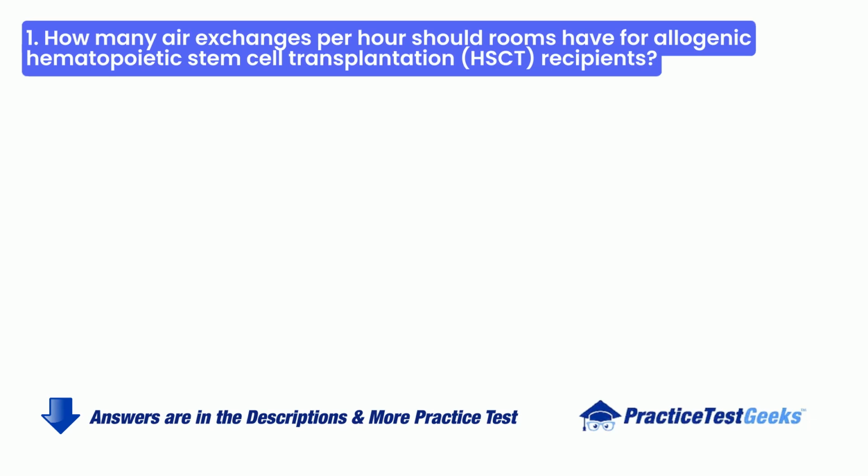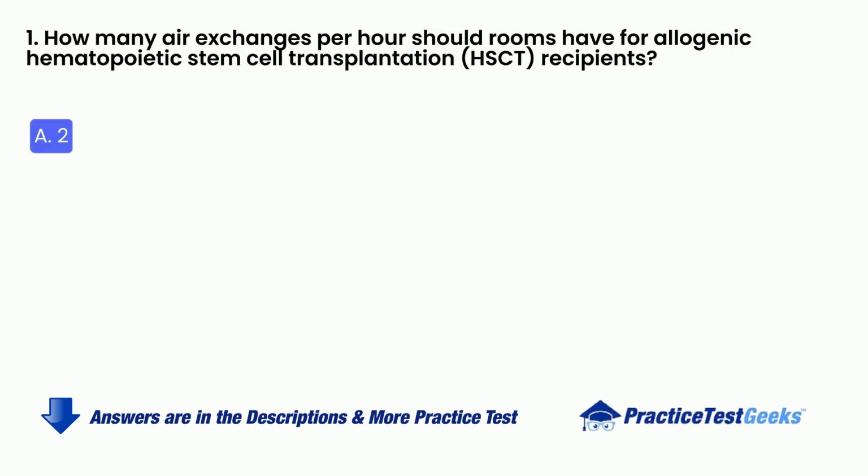How many air exchanges per hour should rooms have for allogenic hematopoietic stem cell transplantation recipients? A. 2. B. 4. C. 12. D. 15.